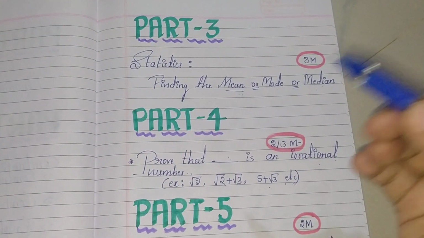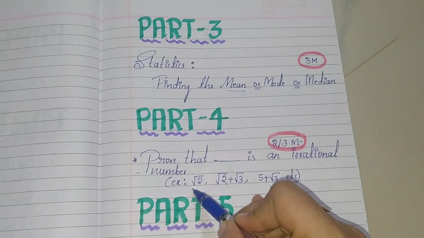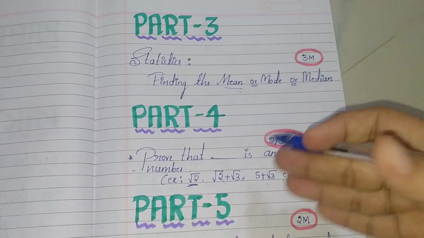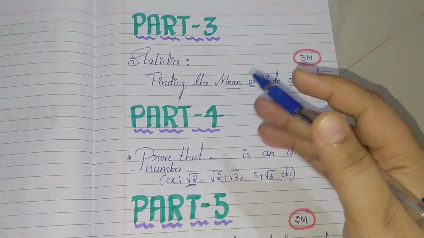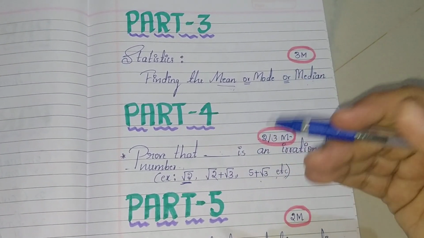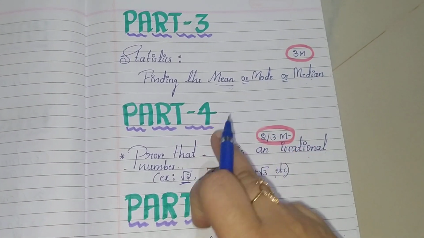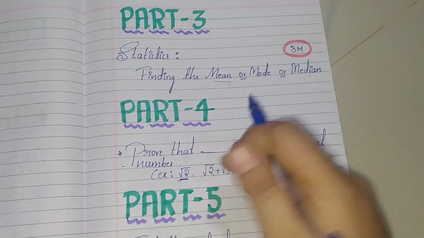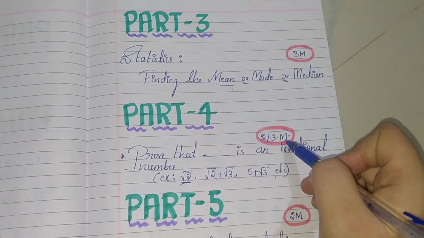If you practice only one problem like this, similarly you can solve it for root 3 also. So you have to practice. If you practice this kind of problem in part 4, you are going to get surely 2 to 3 marks.